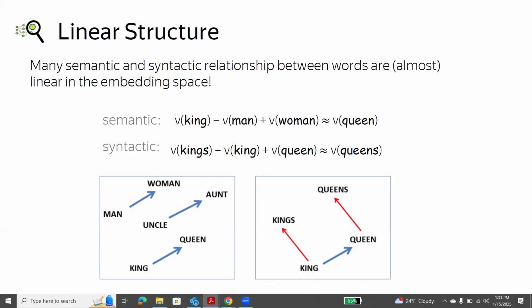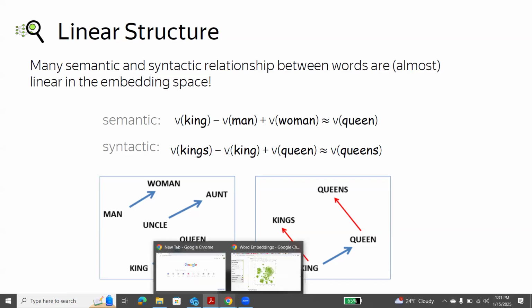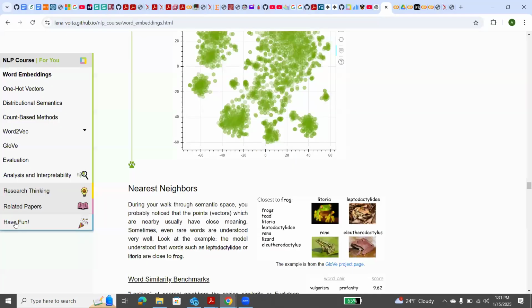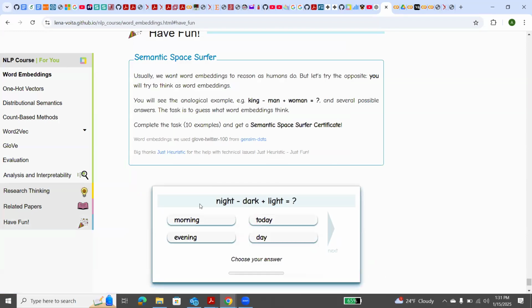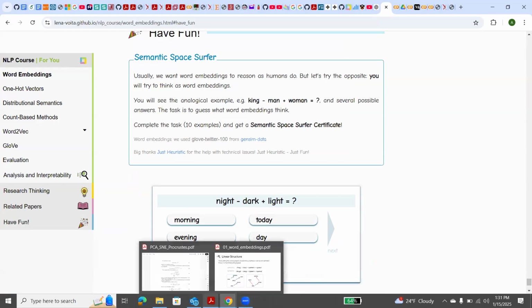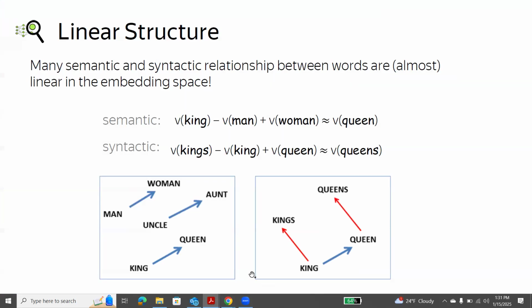And you can play with that also on this course. Let's see, where is it? Have fun. In Have Fun, you can actually play with adding and subtracting words and guess what will be the close word embedding. But you can do this later. Now let's go back.